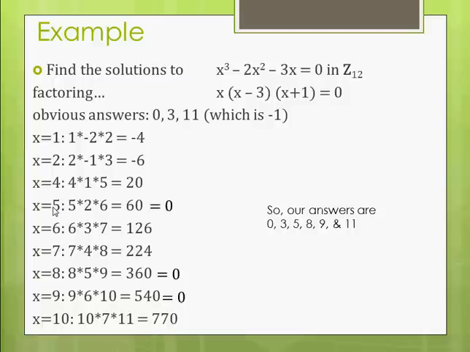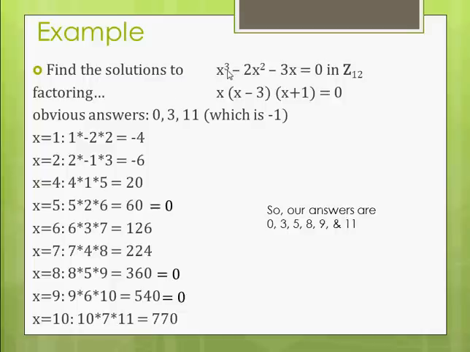we get 0 when we plug in 5, 8, and 9. When x is 5, 8, or 9, we have a product which is 0 mod 12. We get a multiple of 12. The others we don't. So we have 3 elements here, and 3 elements here. So that's a total of 6 answers. So Z12 has 12 elements, half of which are solutions to this polynomial equation, which is kind of cool.